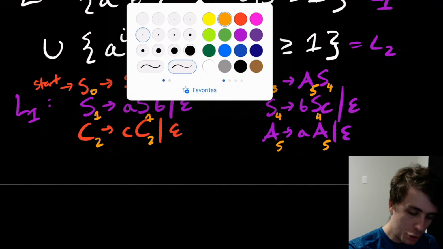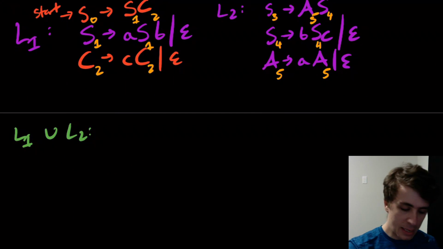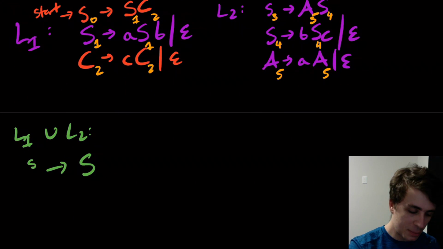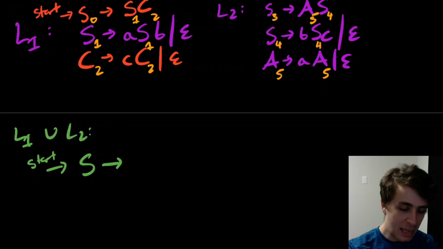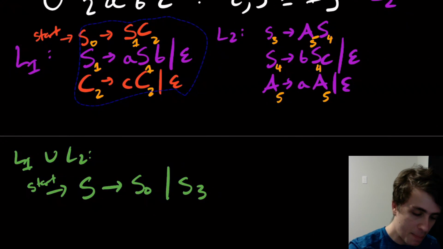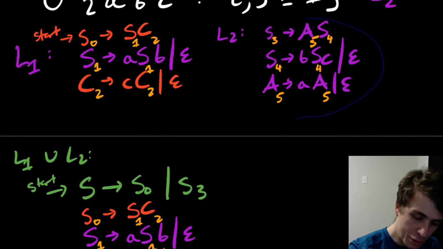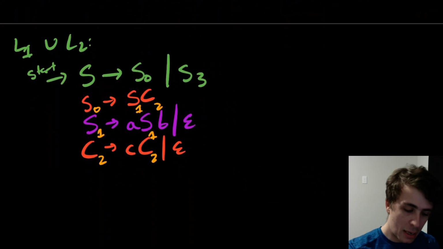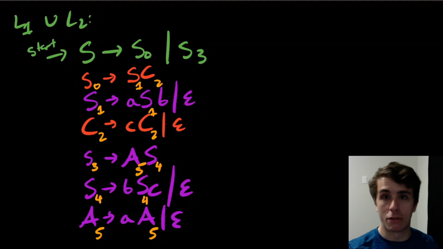So that when I want to do the union of the two, L1 union L2, I'm going to have a start variable called S, and I haven't used the variable S because I renamed the variables. So S is going to make S0 or S3 because those are the names of the start variables from before. And all I'm going to do is copy and paste these two grammars down here. And then I'm going to copy this one. And it is important when you're trying to do the union of two grammars that you make sure the variable names are disjoint from each other.